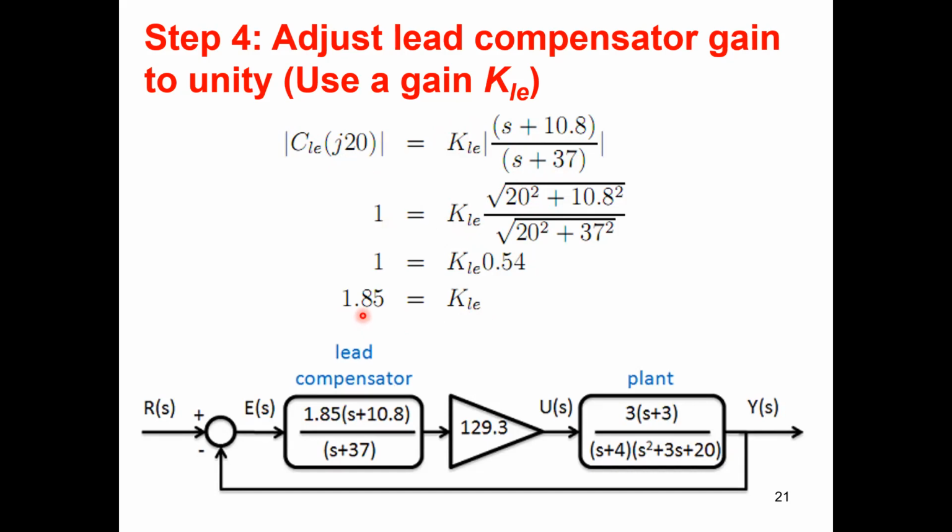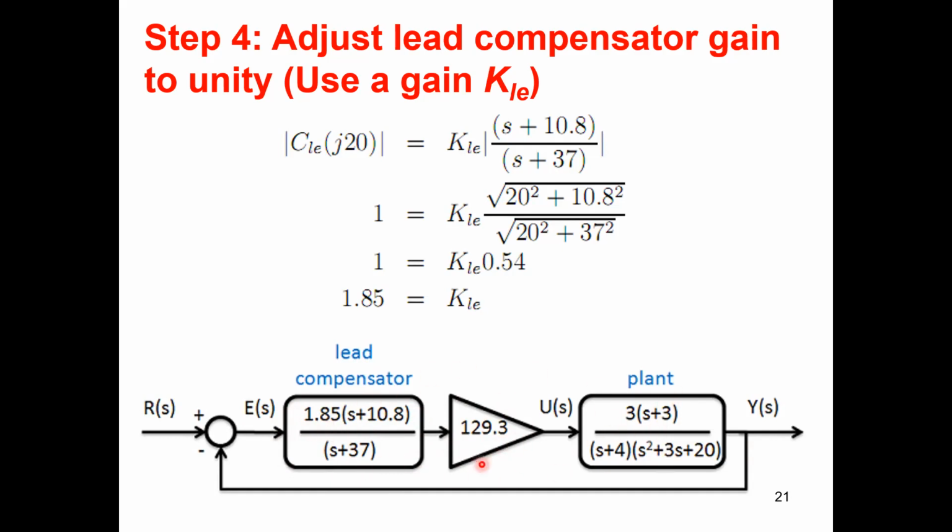Okay. So with this additional gain, you design your lead compensator, right? s plus 10.8, this is the zero. s plus 37, this is the pole. This is the additional gain, 1.85, to make sure the total gain is unity at 20 radians per second. And this is the gain that we use to adjust the bandwidth, 20 radians per second. This is the original plant.